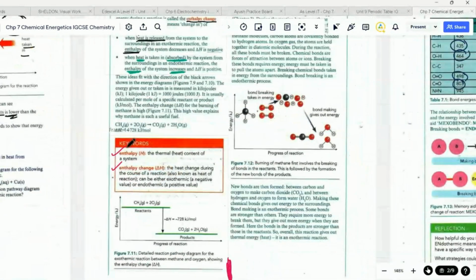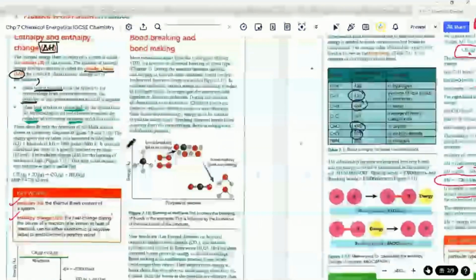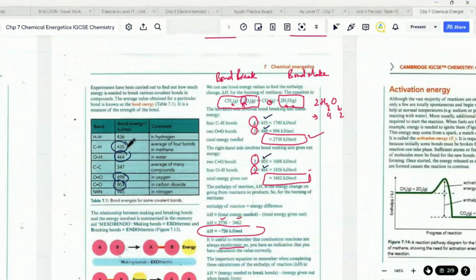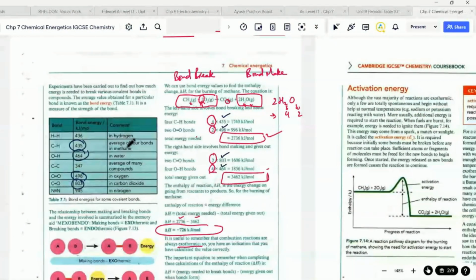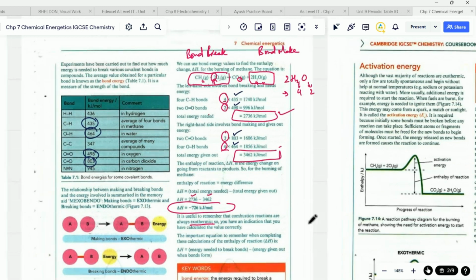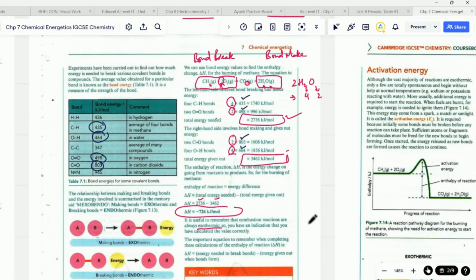Today we will be solving these questions about enthalpy change. Before that, I discussed this as well with you guys. Do you all remember this part or no? All of this. Bond breaking and bond making. Do you all remember?